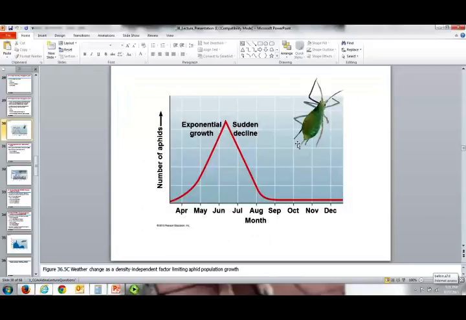So this is showing here with the number of aphids. So they are growing, they peak in the summer, then when things start to decline, you're going to see a very sudden decline in the populations.